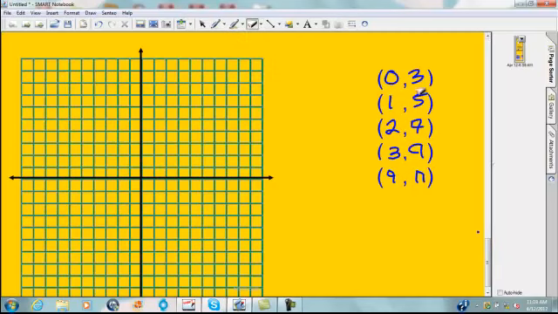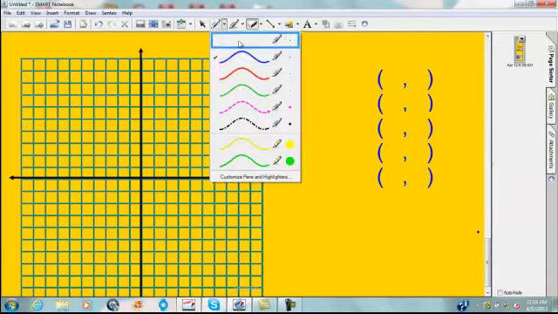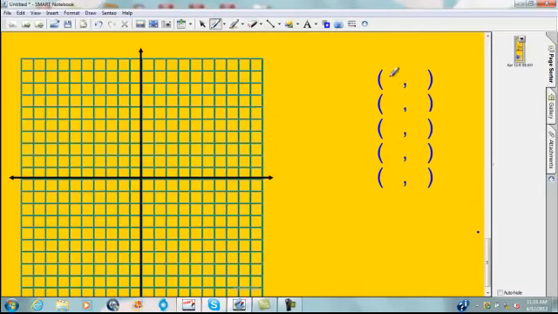Sorry, it's a little sloppy. Let me clean those up. 0, 3, 1, 5, 2, 7, 3, 9, 4, 11. So 0 and 3 is our y-intercept, that's where it crosses the y-axis. Then we go to 1 and 5.